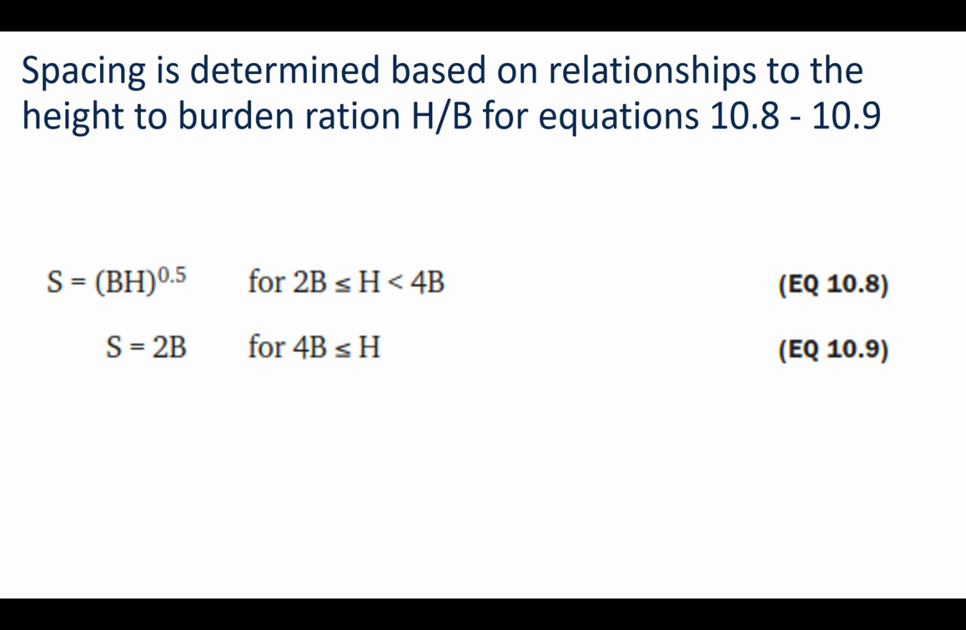Spacing is determined based on the relationships to the height to burden ratio. Okay, so H to B, for equations 10.8 and 10.9. For heights that are between 2 times the burden and 4 times the burden, you'll use the equation S is equal to burden times height, B times H, and take the square root of that, right? So the 0.5 power is the square root. For heights greater than 4 times the burden, you'll use S equals 2 times the burden.